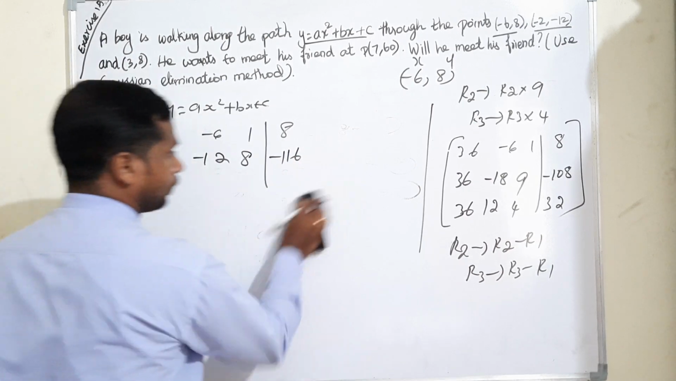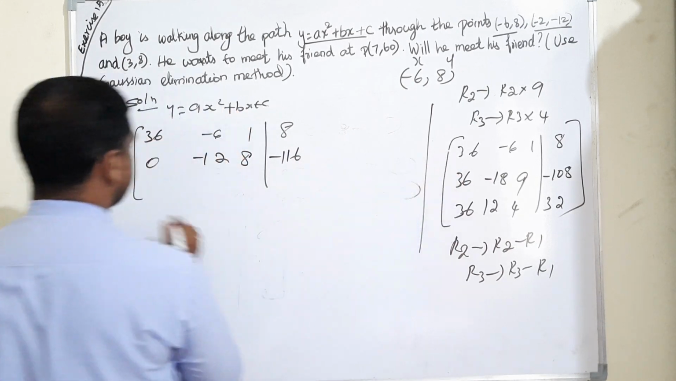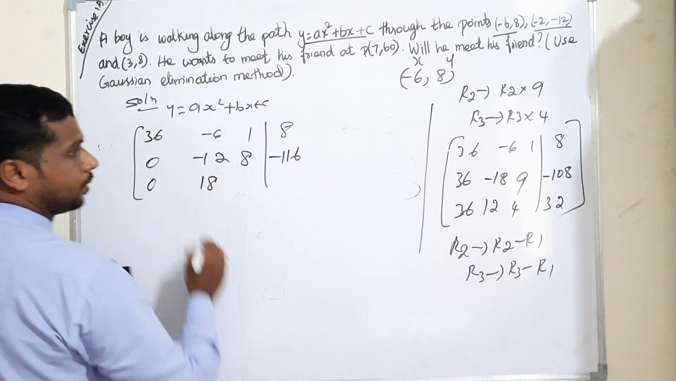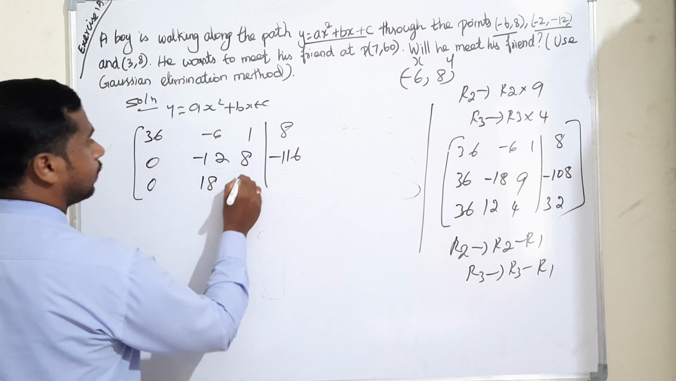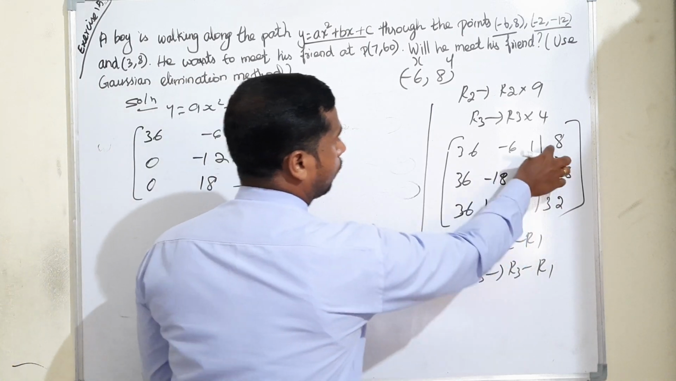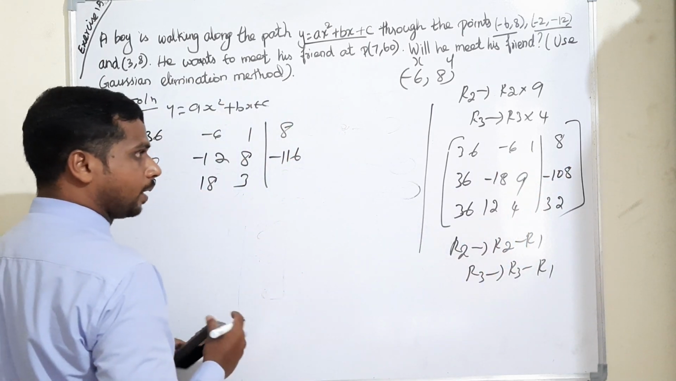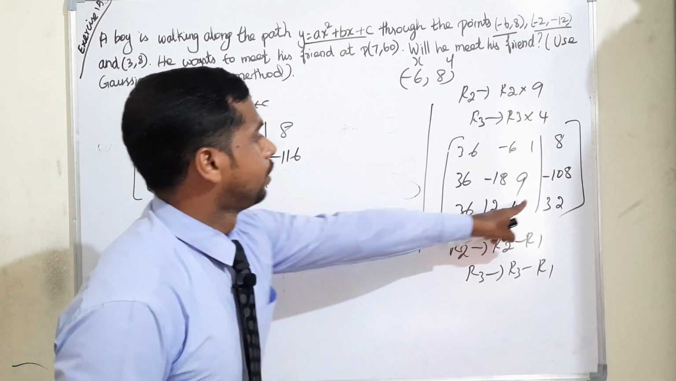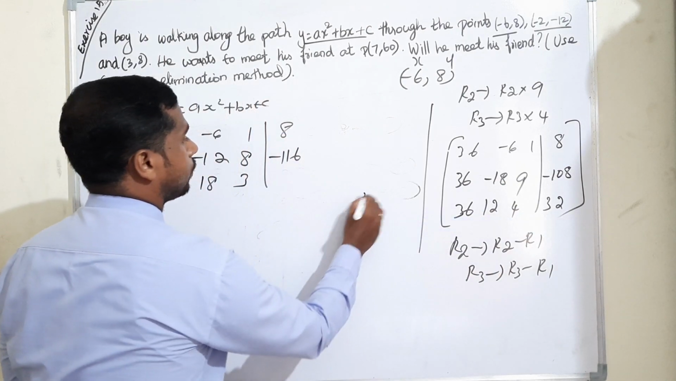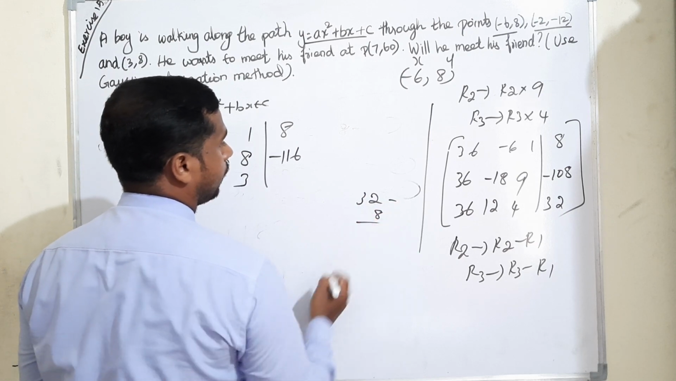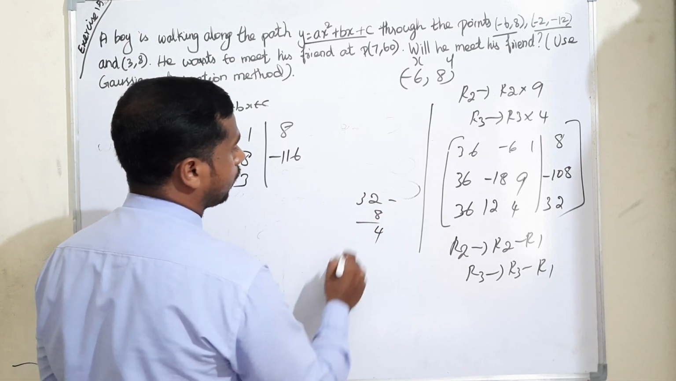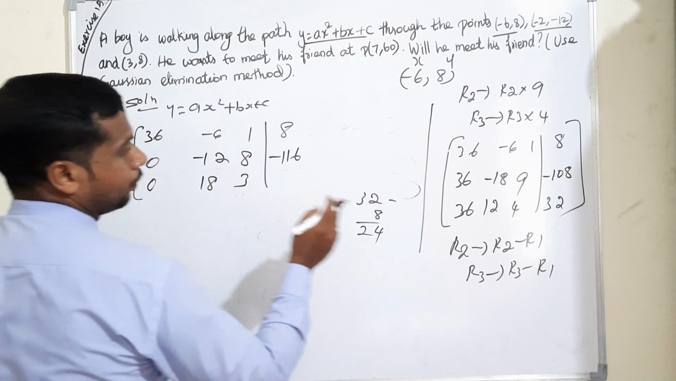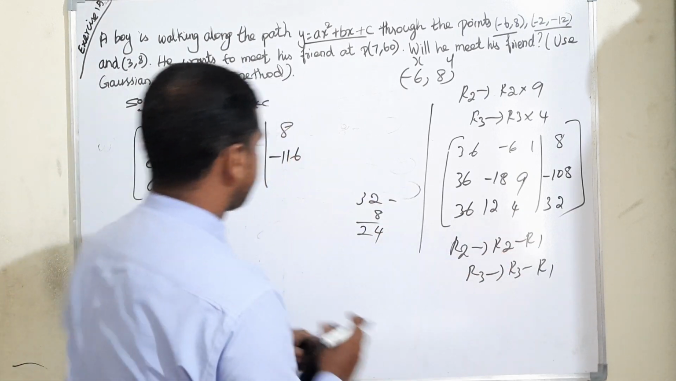Third row: 36 minus 36 is 0, 12 plus 6 means positive 18, 4 minus 1 is 3, 32 minus 8 means 24, isn't it? So plus 24, isn't it?